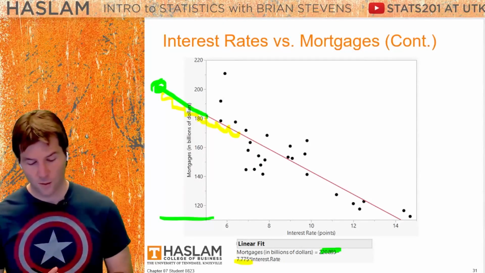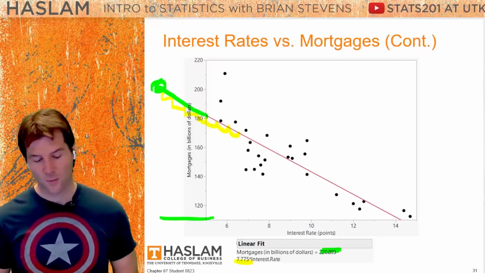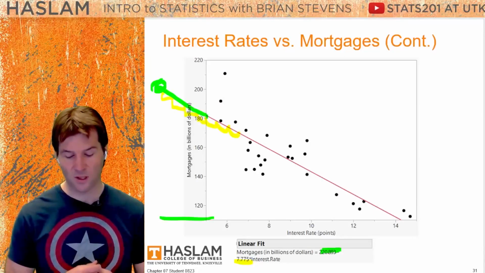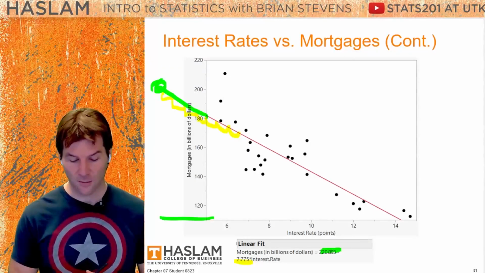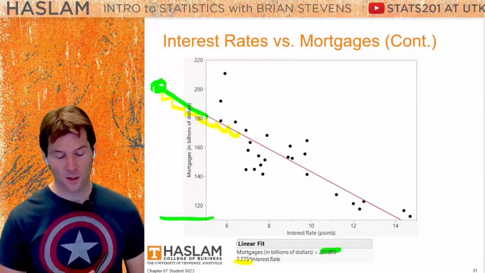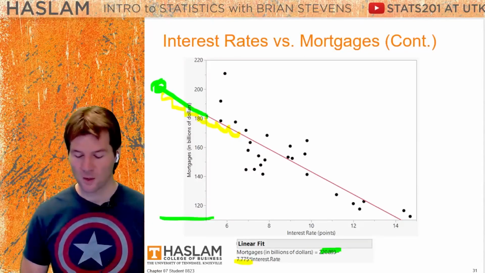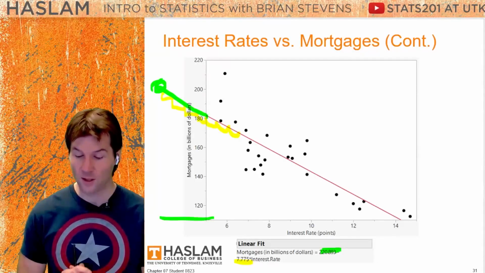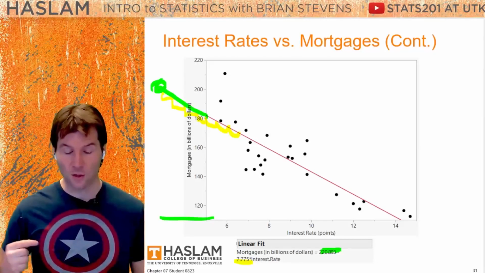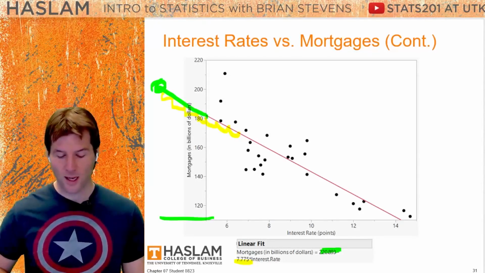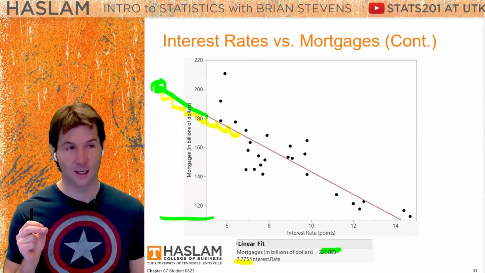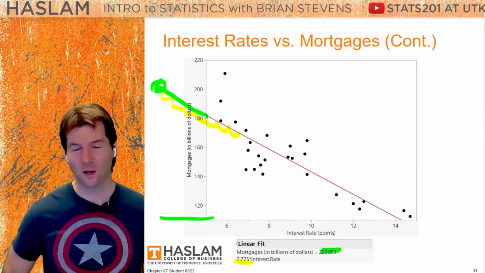So for each 1 unit increase in interest rate, we expect the mortgage rate to decrease by $7.775 billion on average. And when the interest rate is 0, we expect the mortgage in billions of dollars to be 220.893. Here's the thing, though.